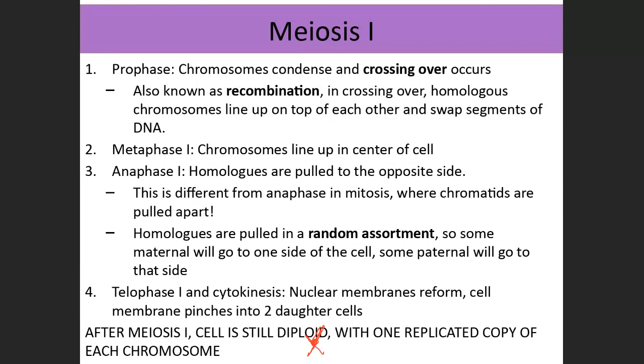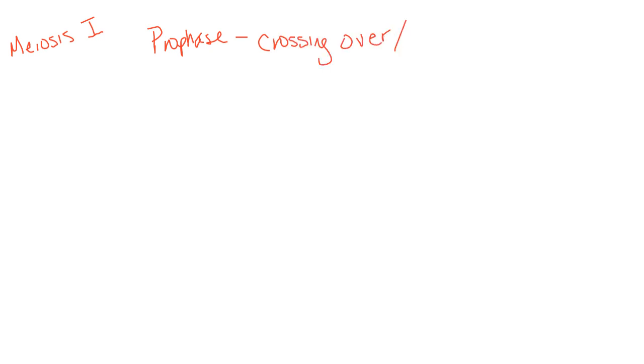So I'm going to draw the first meiosis for you once because it's slightly different. Let's get this whiteboard. So we have our prophase. This is meiosis 1. This is when crossing over takes place. It's sometimes also called recombination. They mean the same thing. It's recombining which copies of things you have on which chromosome.